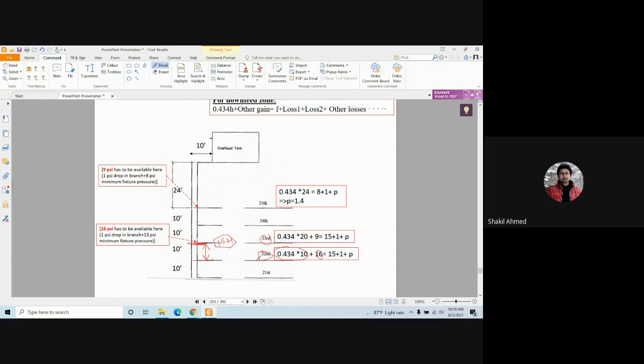Equals, what is the demand here, guys? 15 plus 1 for branch plus P. So from here, you'll see that P is 4.34. And similarly, for 100 feet, this is for how much length? 10 feet. So 10 into 1.5.